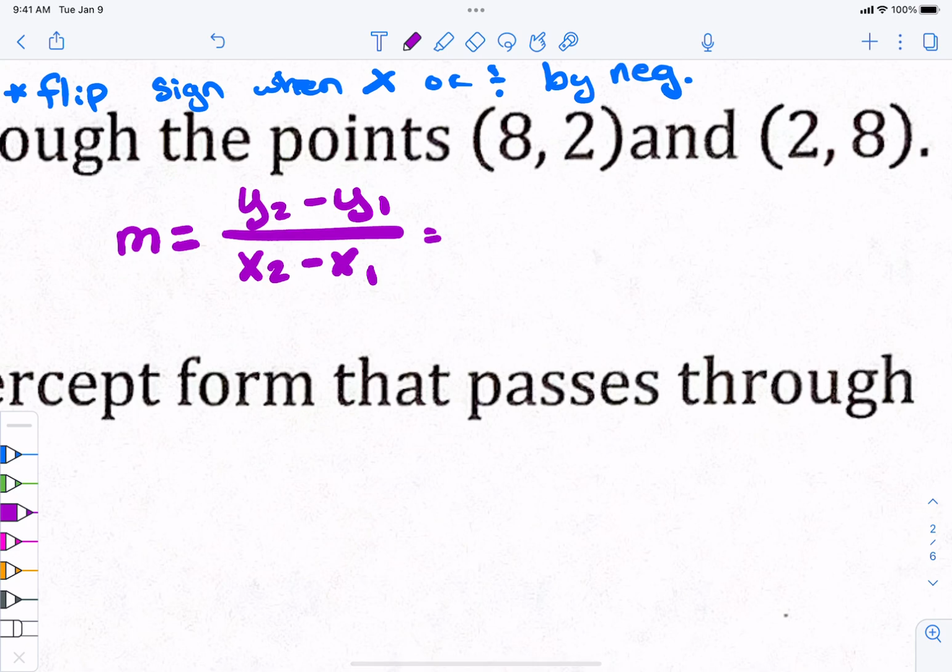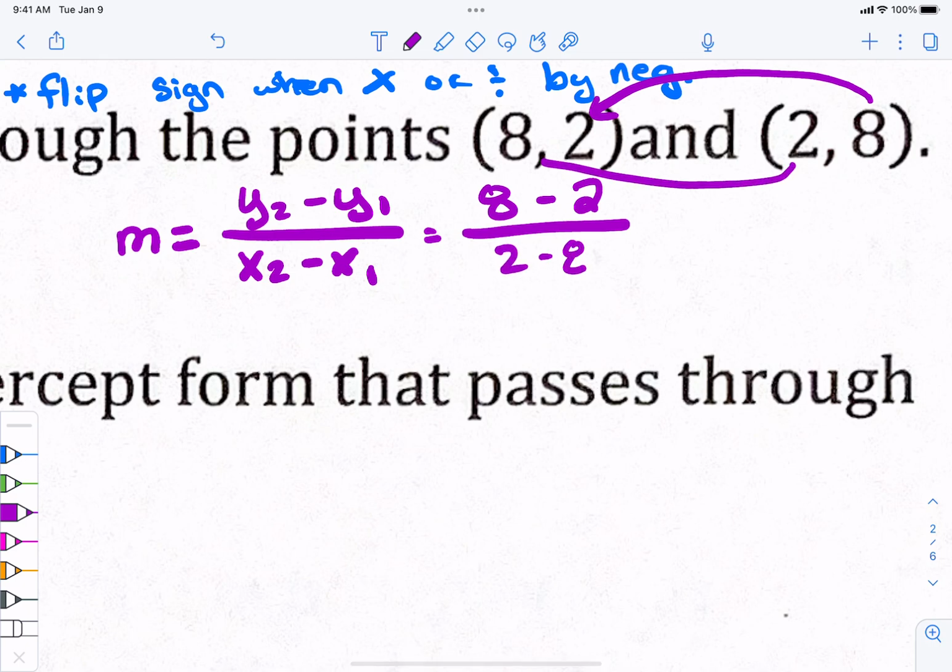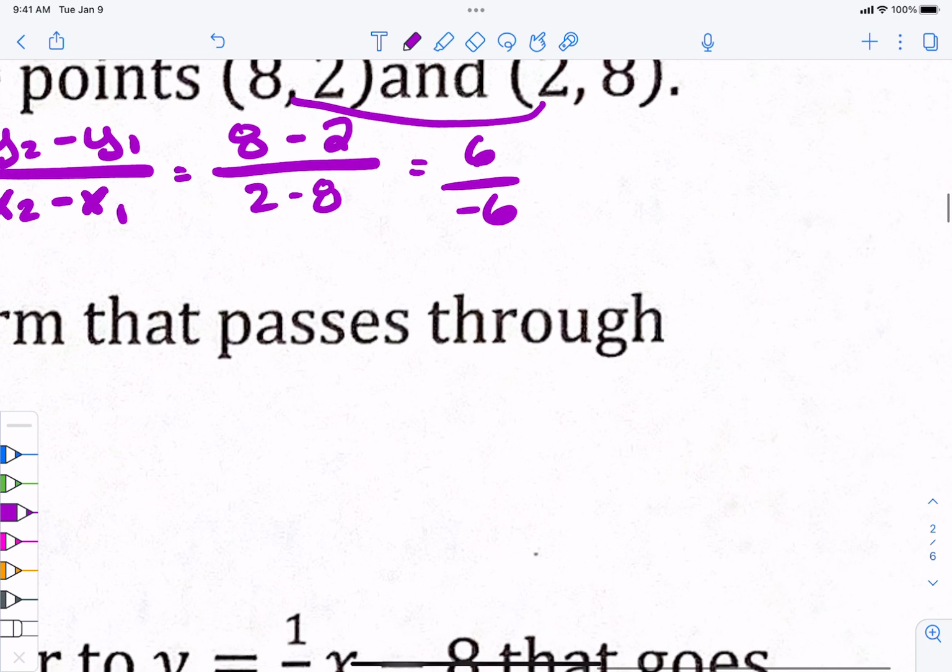Okay, so what's your second y coordinate? 8. And you're going to subtract 2. 8 minus 2, and then on the bottom we have 2 minus 8. So 8 minus 2 is 6, and 2 minus 8 is negative 6. So what's the slope going to be? Negative 1. It has a negative 1 as its slope.